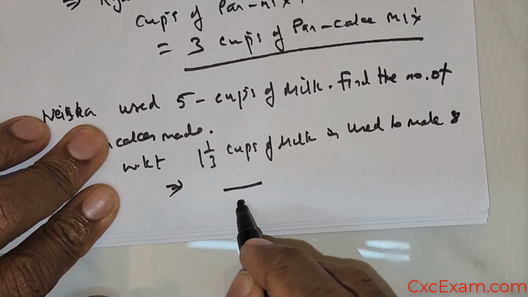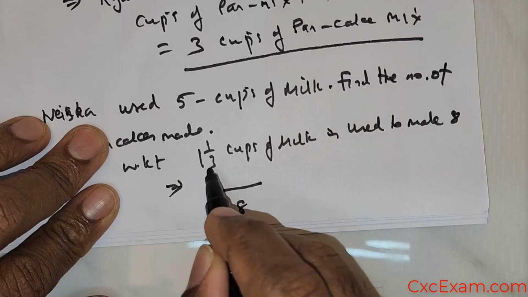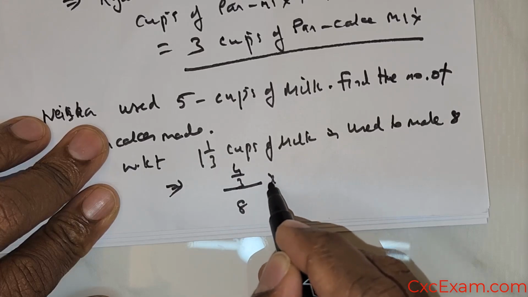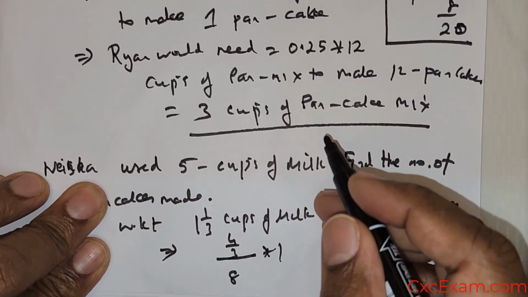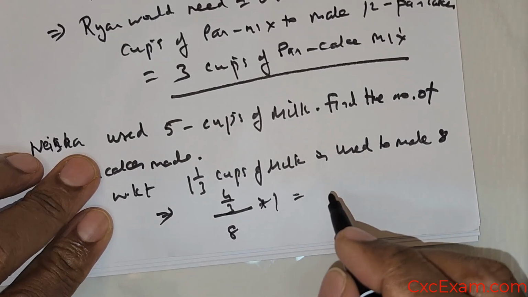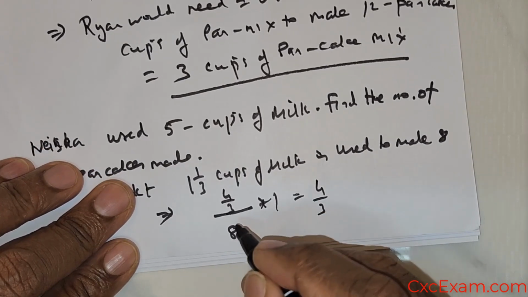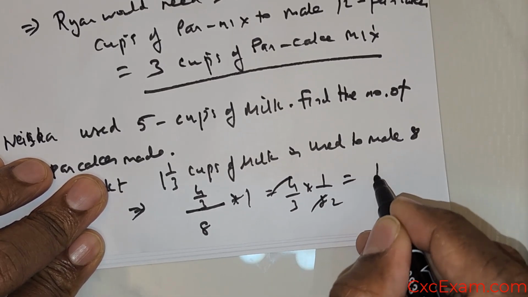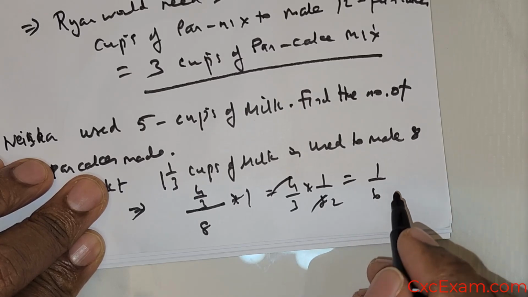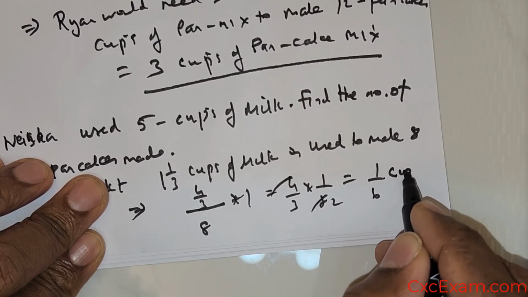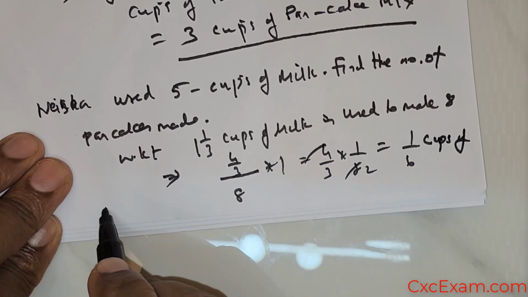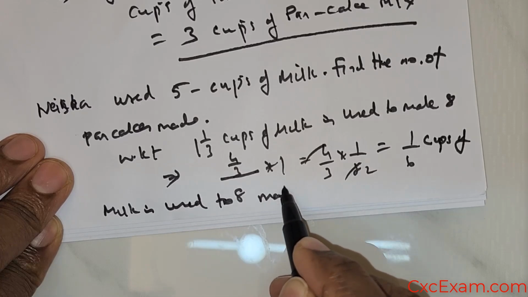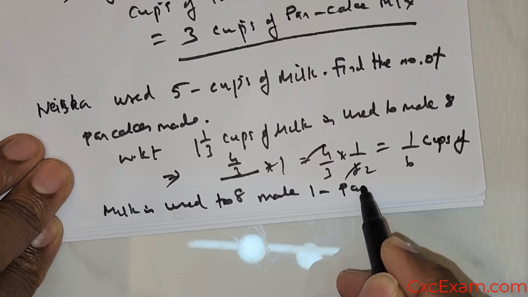So this means for 8 pancakes we are using how much? 3 times 1, 3 plus 1, 4/3. So therefore for 1 we need to find that. So this is equal to 4/3 times, you flip it, it's going to be 1/8, and this is going to be 1/6. So 1/6 cups of milk is used to make 1 pancake.